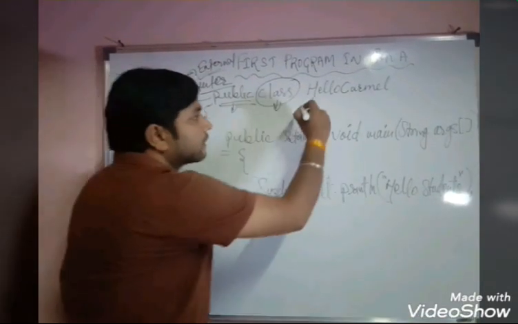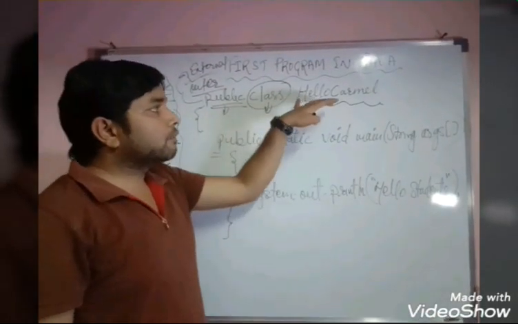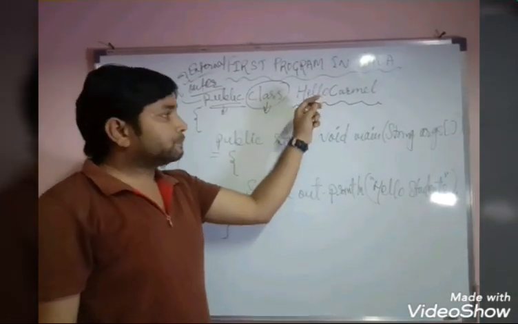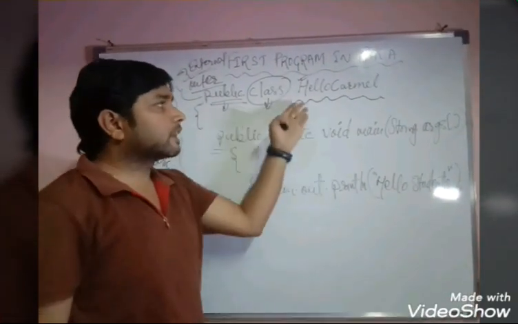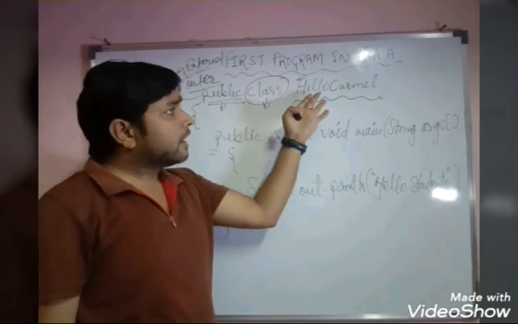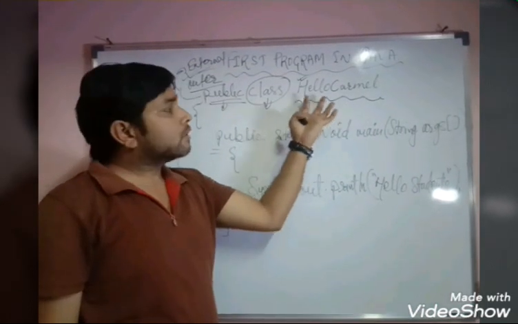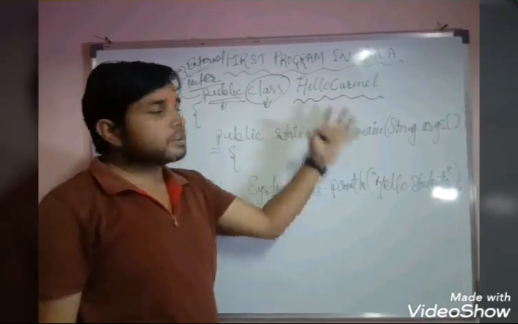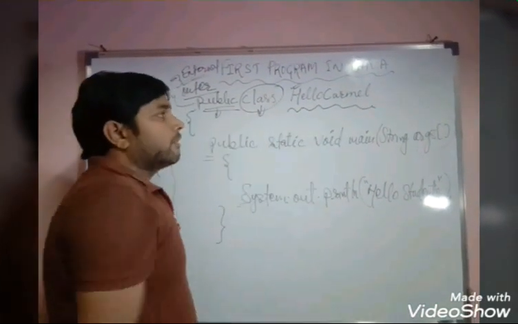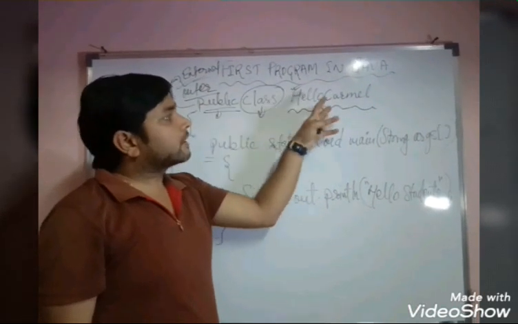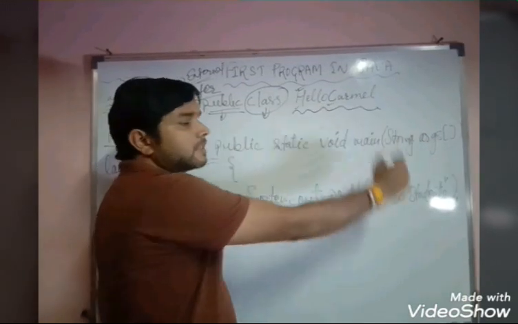After that you have to write the class name. For a class name in Java programming, if you are writing only one word, then you can write the class name with the first letter capital. And if you are writing two words, like HelloCarmel is two words, if you want to separate these two words, you can use an underscore also, or in Java we use the first letter capital of each word, like in hello, H is capital and in Carmel, C is capital.